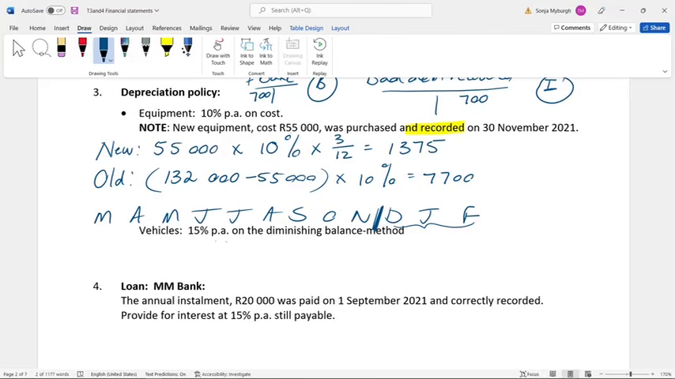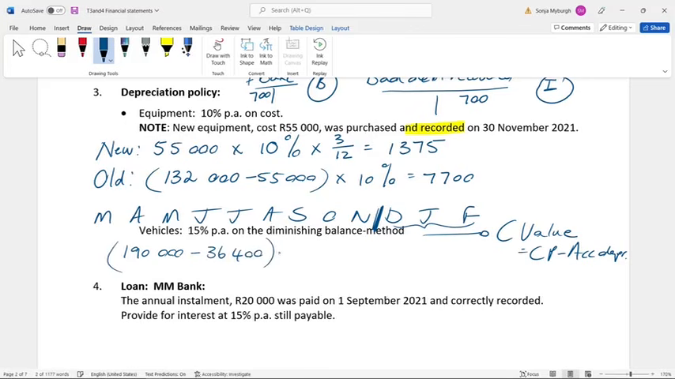On vehicles, 15% per annum on the diminishing balance method. There was no additional vehicles bought. Remember, diminishing balance value is on the carrying value. And we know carrying value equals your cost price minus accumulated depreciation. The cost price of the vehicles given, 190,000. And the accumulated depreciation on vehicles, 36,400. And that was for the whole year, 15%, and that will give us 23,040.